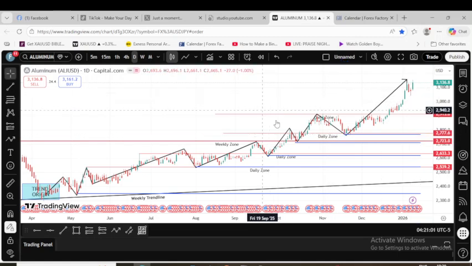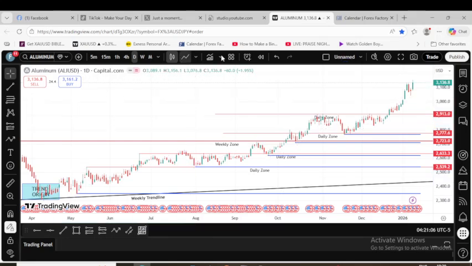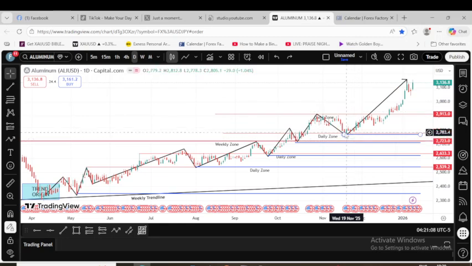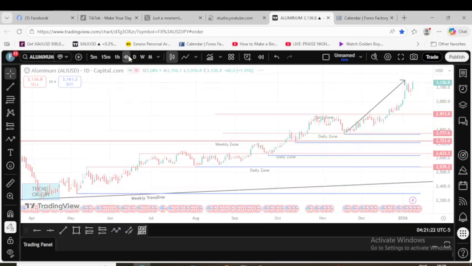Okay, so let's delete this. Before that, you can see that this is an impulsive move all the way here. Let's delete it, and then we'll check out the market structure for this entire impulsive move. So let's go to the 4 hour time frame. So what do we see here?